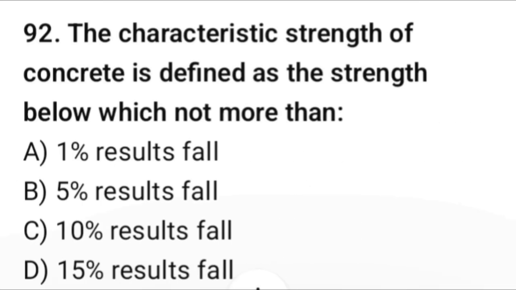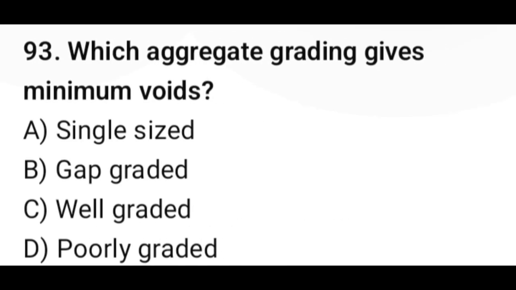Next question. The characteristic strength of concrete is defined as the strength below which not more than option A is 1% result fall, option B is 5% result fall, option C is 10% result fall, option D is 15% result fall. So the right answer is 5% of result fall. B is the right answer.